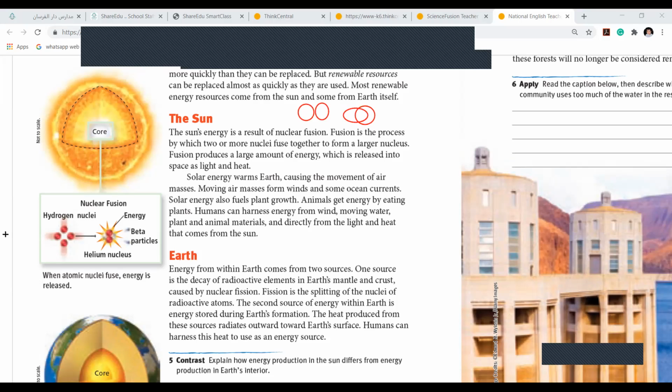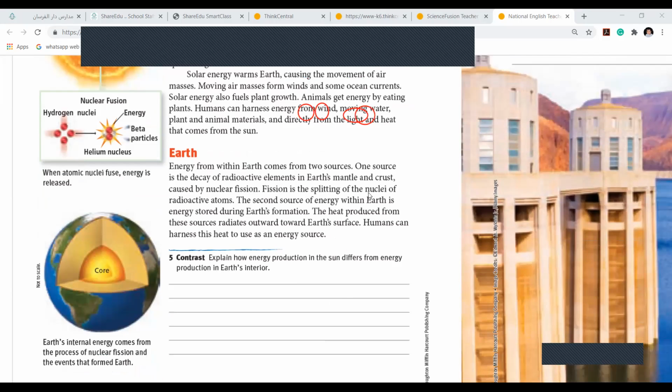Energy from within the Earth comes from two sources. One source is decay of the radioactive elements in Earth's mantle. You know, girls, on the rocks, where you go when you go to the beach or to some mountain area, you have rocks there. The rocks themselves contain many elements, many minerals. Sometimes you see the rocks are shiny because they contain many metals. So from those, they get the decay of the radioactive element, which causes fission.